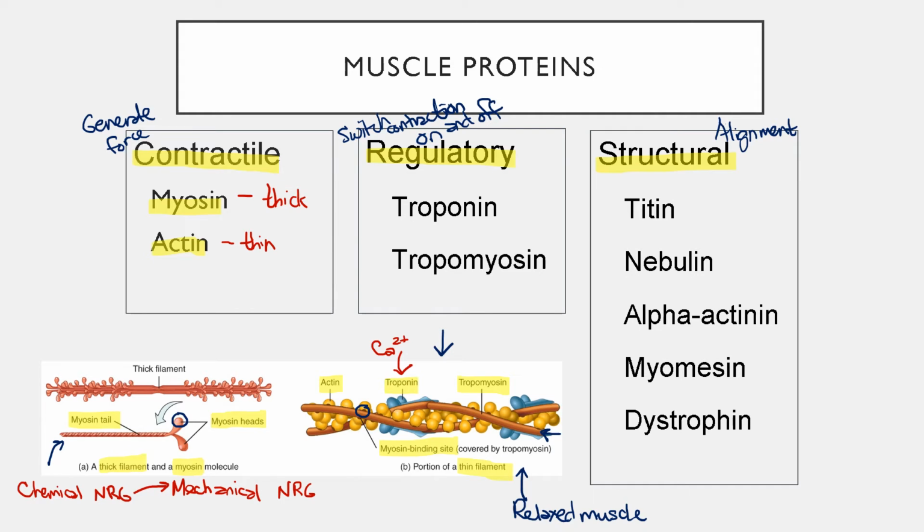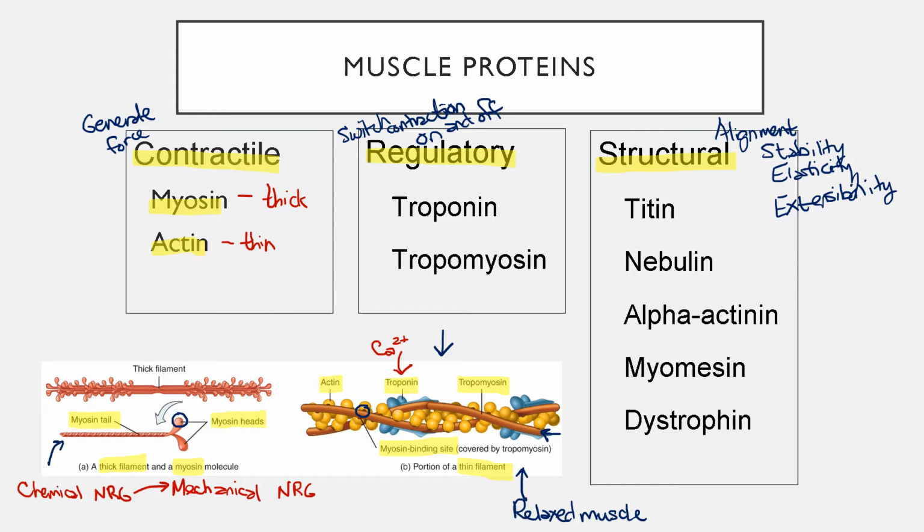Now there are about a dozen of these structural proteins in muscle tissue, and these are going to contribute to the alignment, to stability, to elasticity, and the extensibility of the myofibrils. Extensibility. So we're just going to talk about a few key structural proteins today.